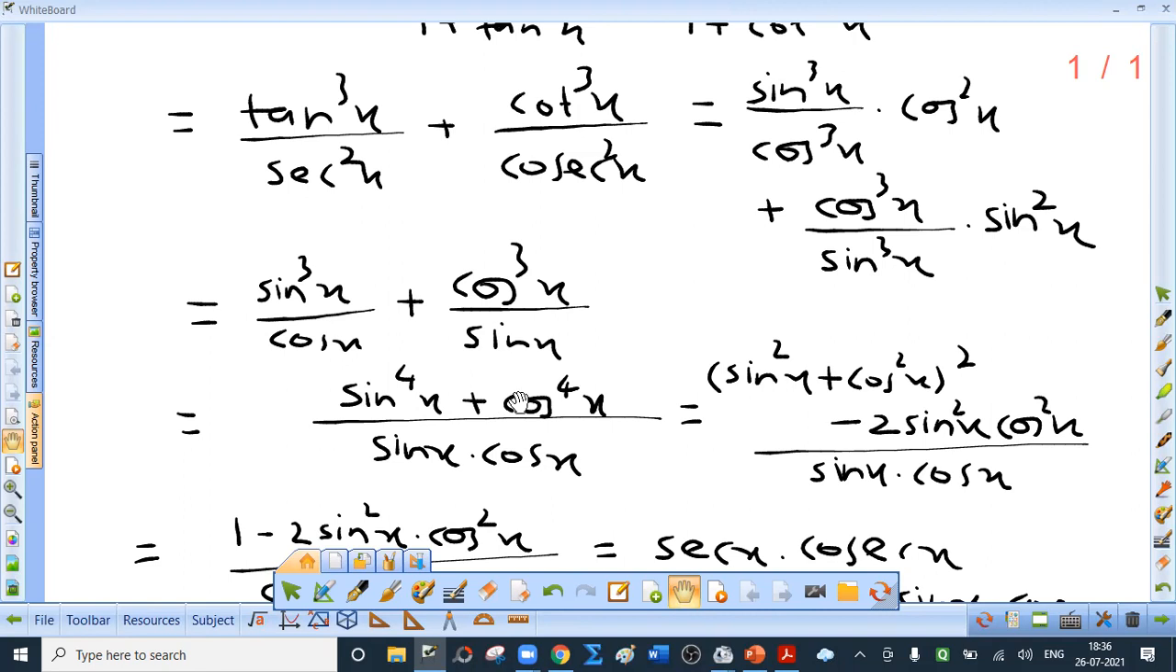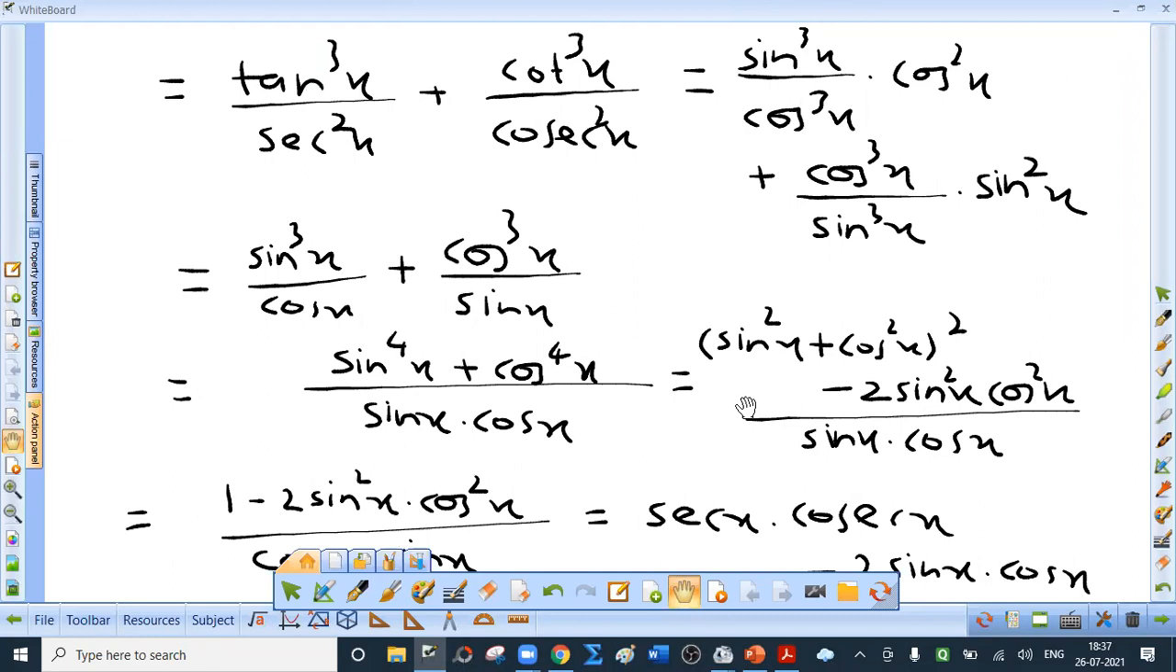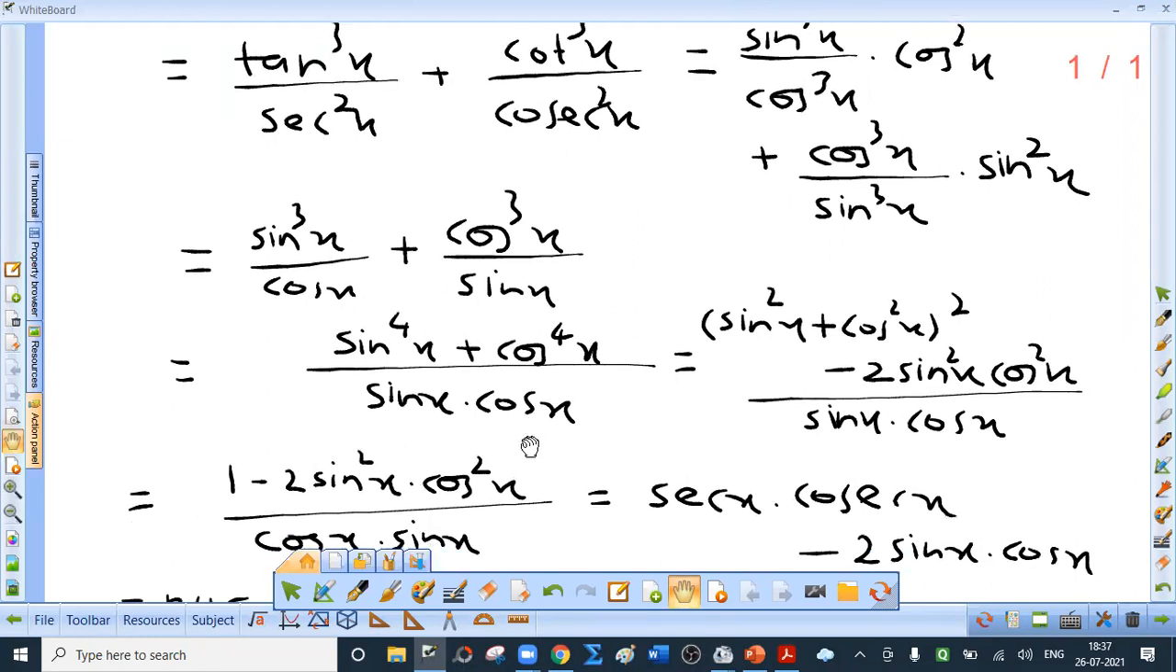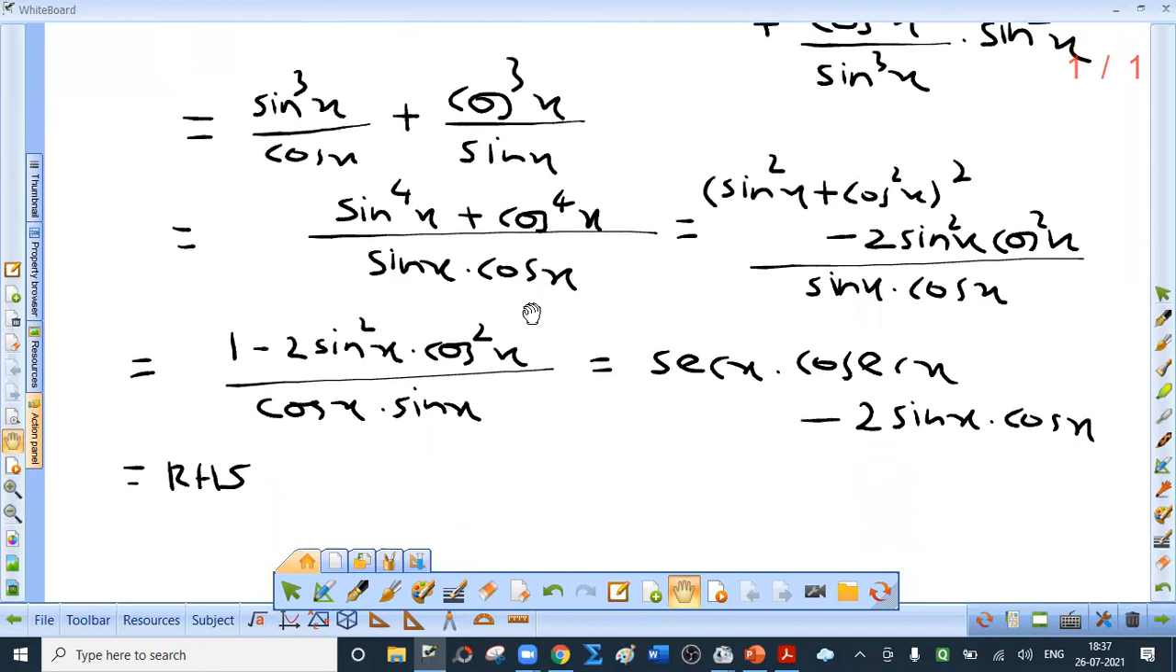Note that this can be written as sin square plus cos square, whole square. Verify: sin raised to 4 plus cos raised to 4 plus 2 sin square cos square minus 2 sin square cos square cancel. Denominator as it is. Now this is 1. So 1 square, that is 1, minus 2 sin square cos square. Next step, split numerator. Sin cos is same as cos sin, that is 1 upon cos sin, which is sec cosec, minus 1 sin cos gets cancelled, so minus 2 sin x cos x, which is nothing but the right hand side.